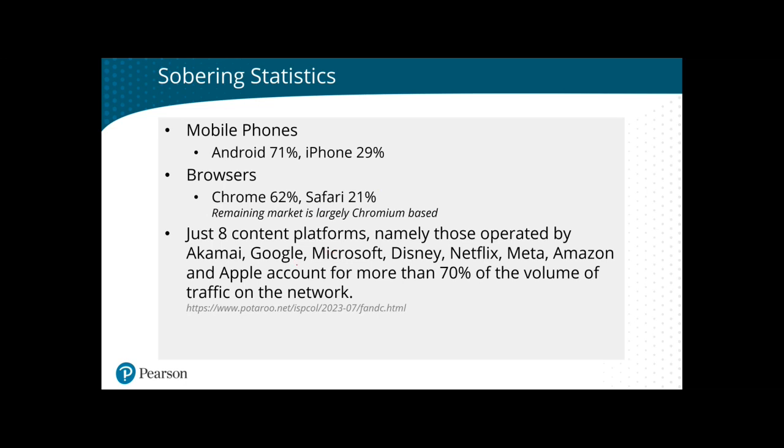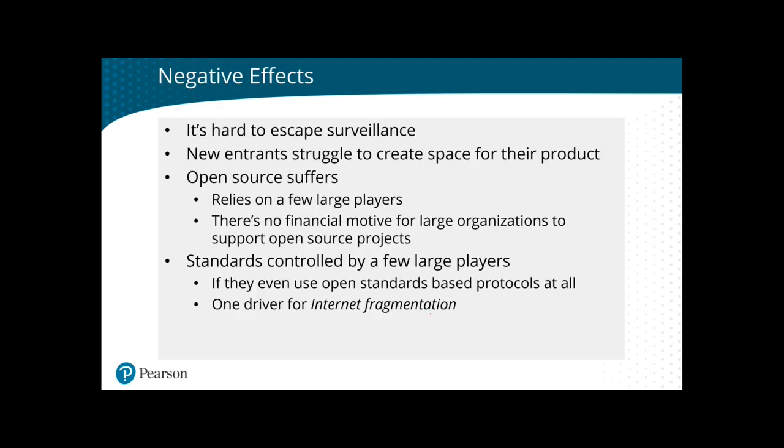There are 8 content providers that account for more than 70% of the volume of the traffic on the internet. Akamai, I don't really consider to be a content provider. It's a CDN. Take Akamai out, though, and you go Google, Microsoft, Disney, Netflix, Meta, Amazon, and Apple. 70% of the volume of the internet. So that is a lot. And that's from 2023.